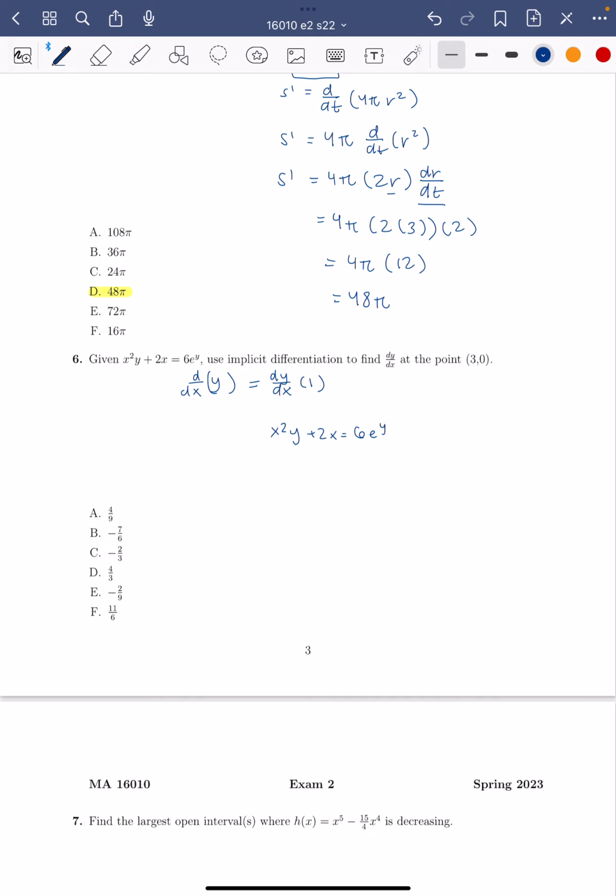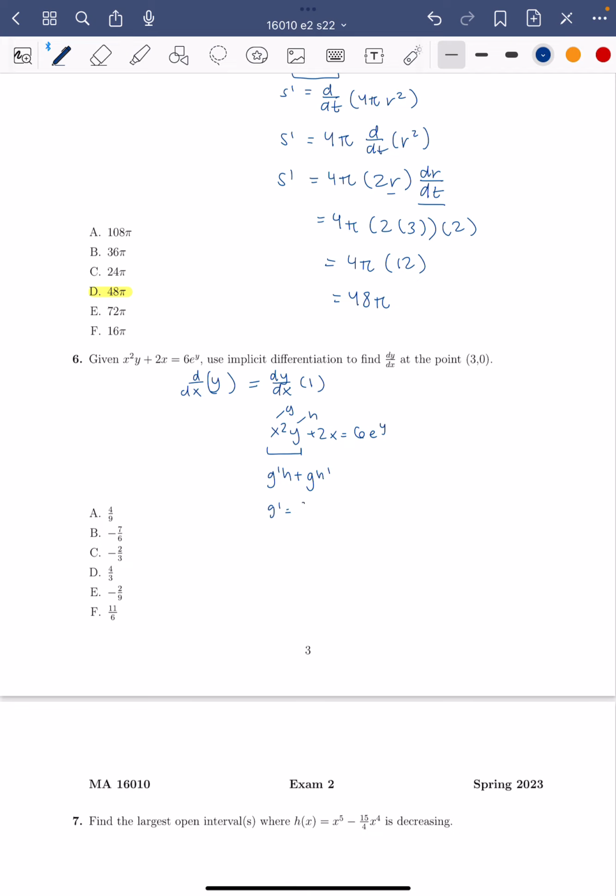If we look at the left-hand side, we can see that this part right here is one thing times another thing, which means we have to use a product rule. As a reminder, product rule is g prime times h plus g times h prime. If we label x squared as g and y as h, let's go ahead and find g prime and h prime.